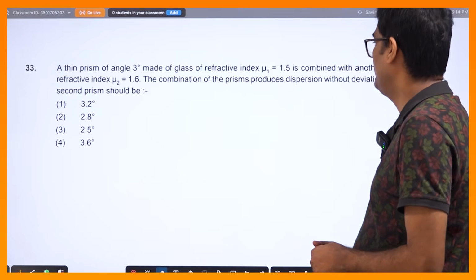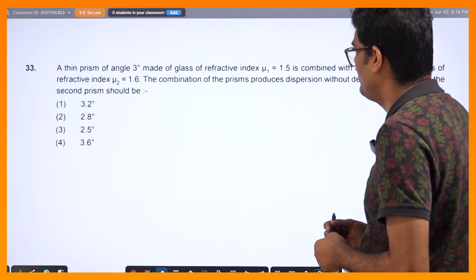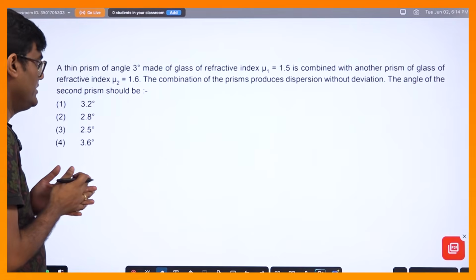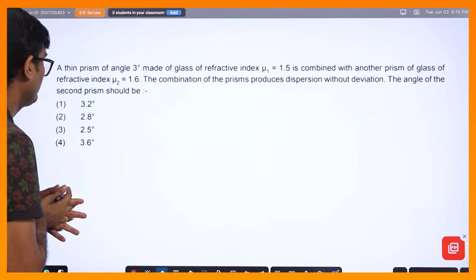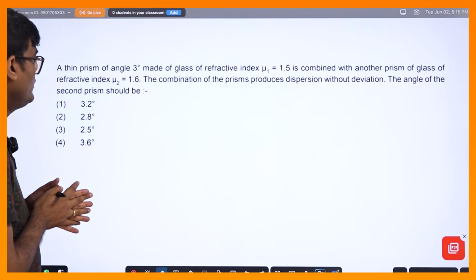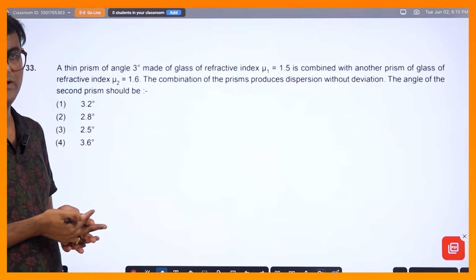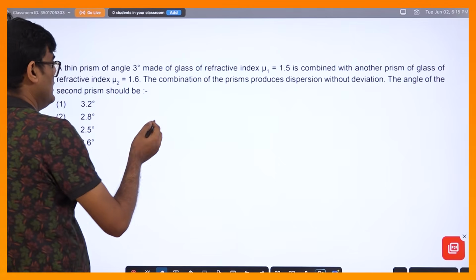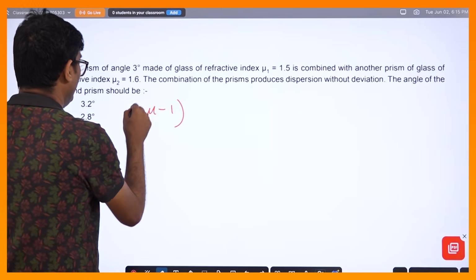A thin prism made of glass with refractive index mu1 is combined with another prism of glass with refractive index 1.6. The combination produces a dispersion without deviation, right? The angle of the second prism should be... So there is no deviation, right? There may be dispersion but no deviation, and the deviation formula is mu minus 1 into A, right?